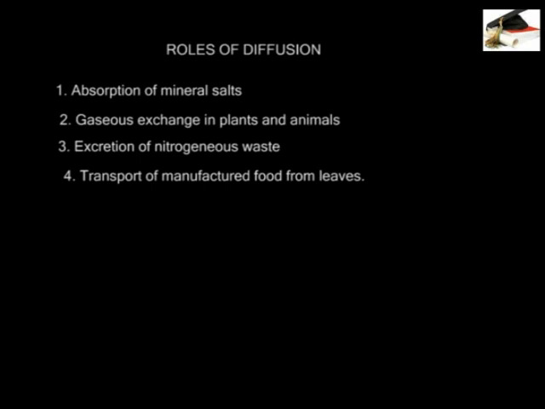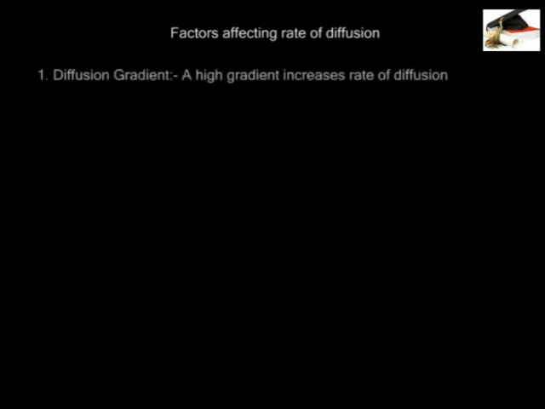Several environmental factors affect the rate of diffusion. Now, factors affecting rate of diffusion, and the first factor is diffusion gradient. A greater diffusion gradient between two points increases the rate of diffusion. Increasing concentration of diffusing molecules also increases the diffusion gradient between corresponding regions, hence increases the rate of diffusion.